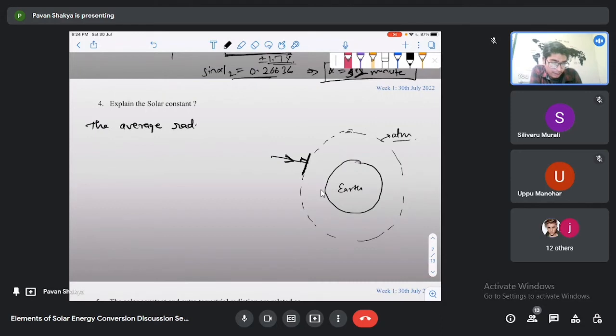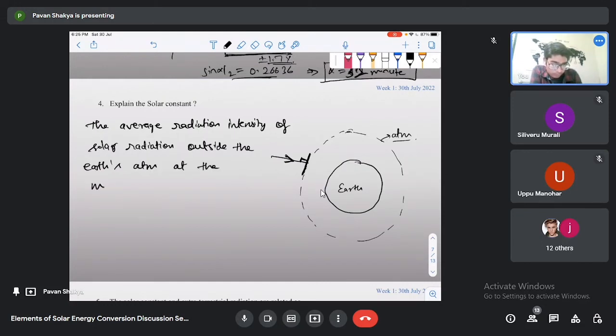The average radiation intensity of solar radiation outside the Earth at the mean Sun-Earth distance. As I have told you, the distance between the Earth and Sun changes with time. That's why the term mean Sun-Earth distance is important for this definition. We will see in the next problem how the radiation changes with time.